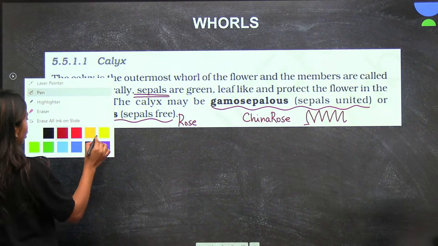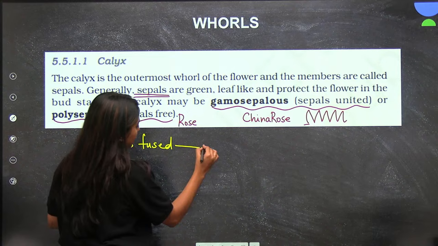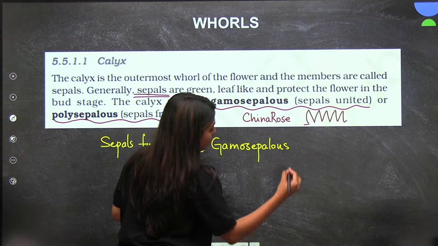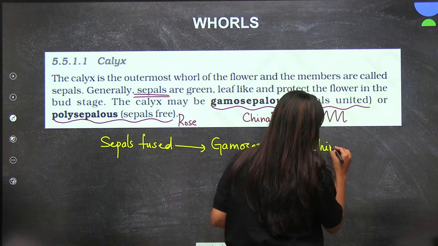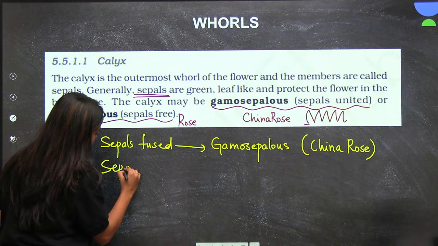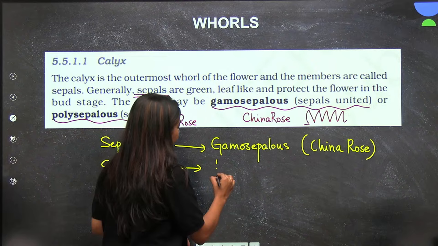So, if the sepals are fused, it is gamosepalous. Example is China rose. Now, if the sepals are free, it is polysepalous.